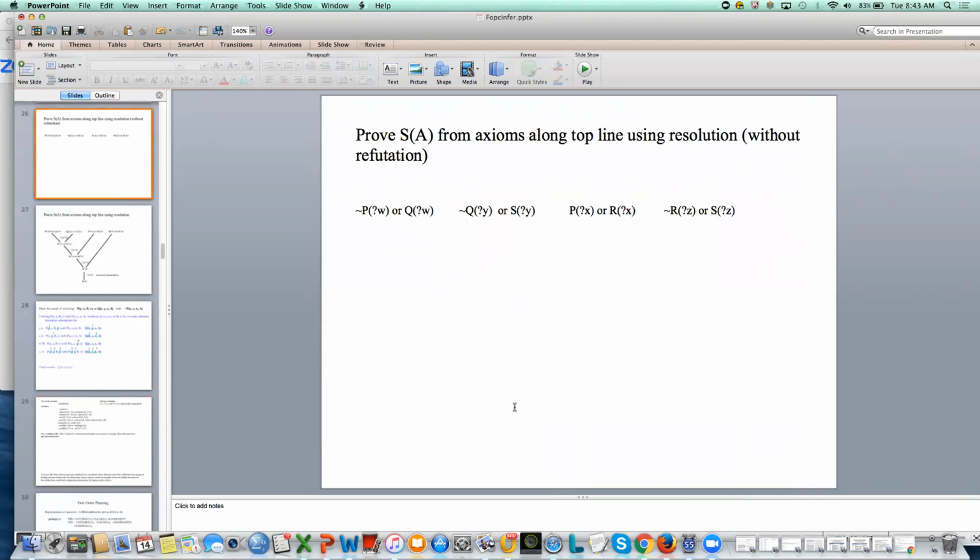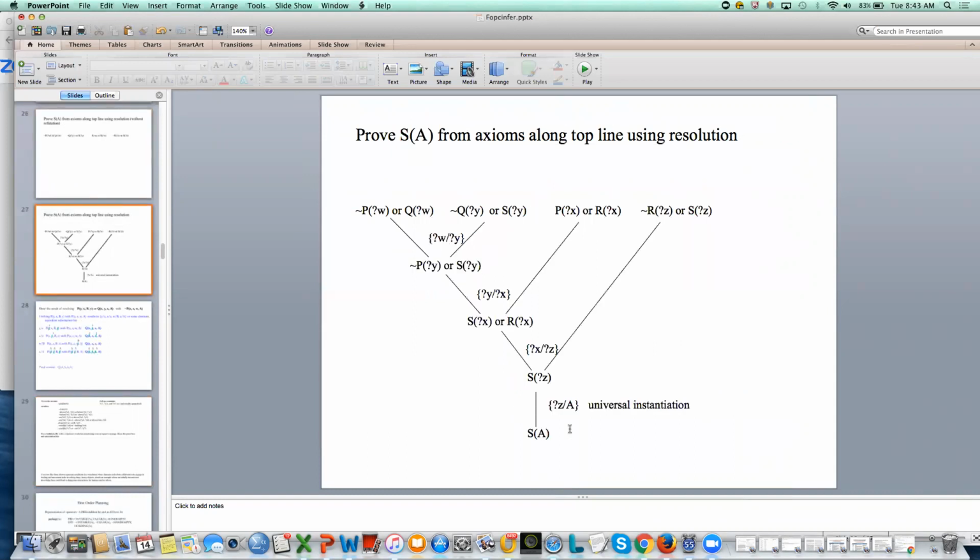If you were to use resolution without refutation, it would look something of the same, but you'd still be doing resolution steps here. At some point, you'd be left with an expression like this, and then you'd simply substitute A in for Z using a non-resolution step, universal instantiation, to do that substitution.